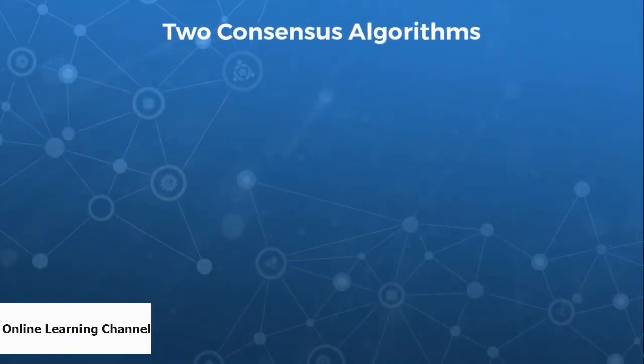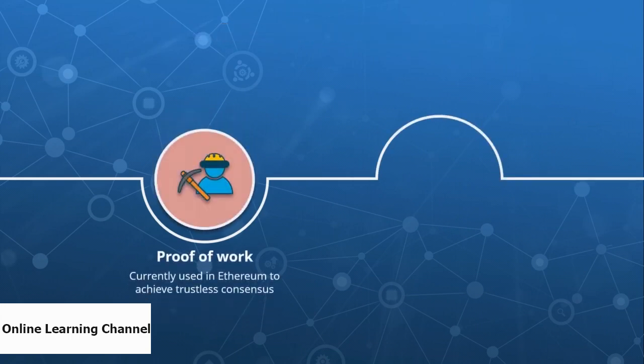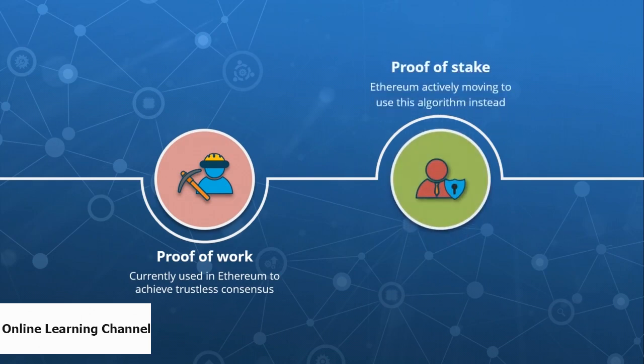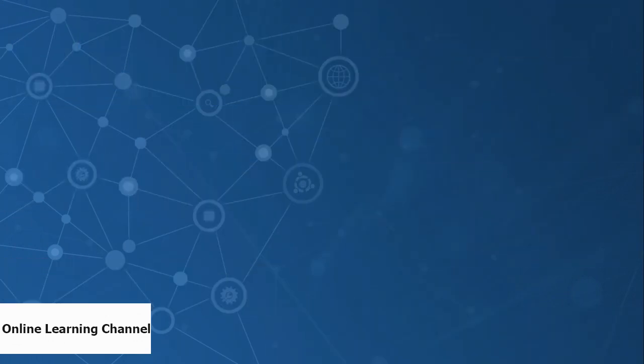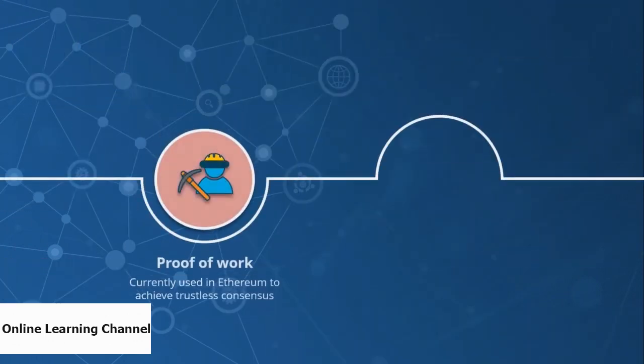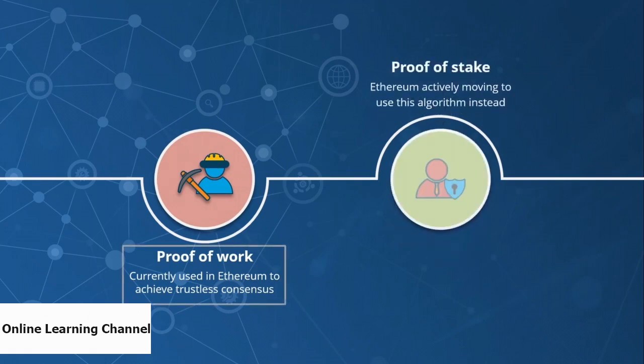So as discussed previously, there are two consensus algorithms which we must discuss in the context of Ethereum. The proof of work algorithm, which is currently in use as of this recording, and the proof of stake algorithm, which Ethereum might migrate to in the near future. In this course, we will take a detailed look at both of these algorithms, but first, we will start off with the proof of work algorithm.